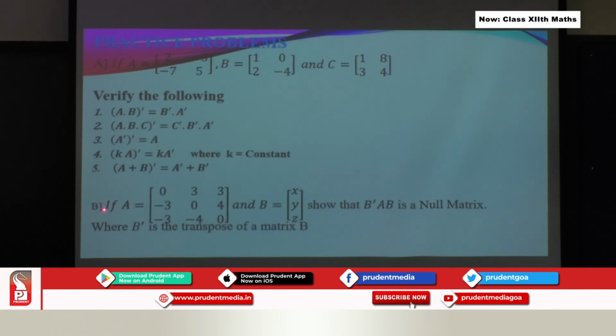Now look at this second problem over here. What is given? A is this square matrix of order 3. You have B here, that is a column matrix. Here you need to show that B transpose into A into B is a null matrix. So show that it is a null matrix, in the sense when you multiply these 3, the answer is supposed to be a matrix with all entries as 0.